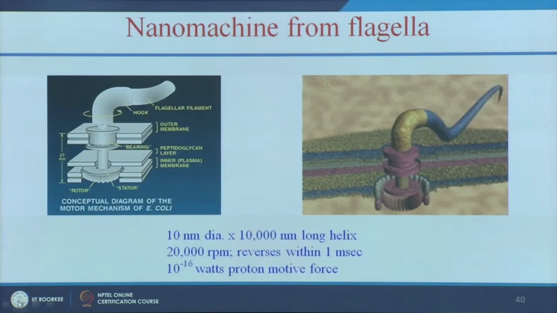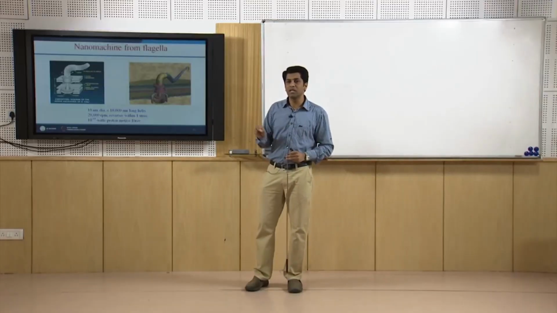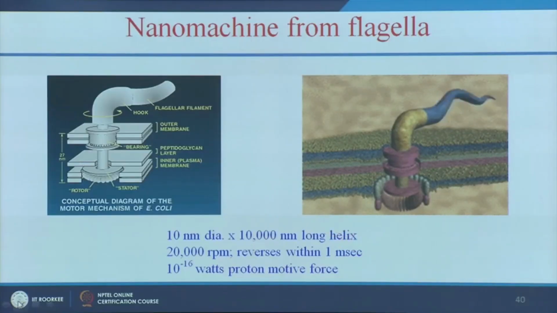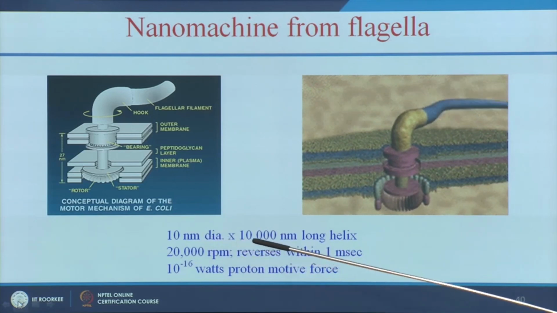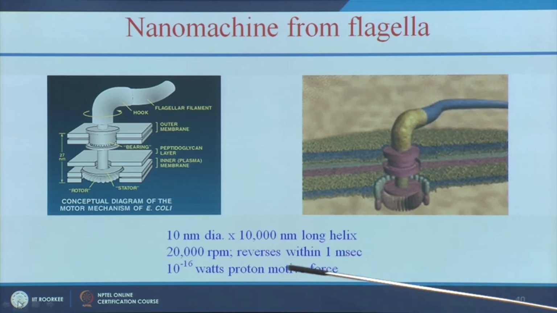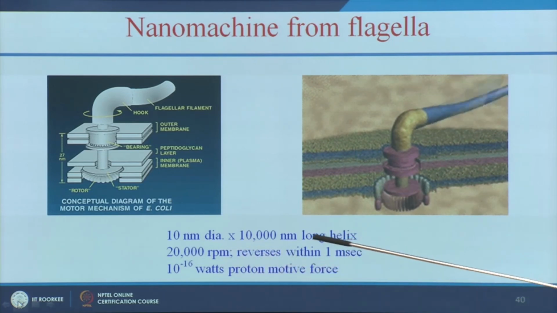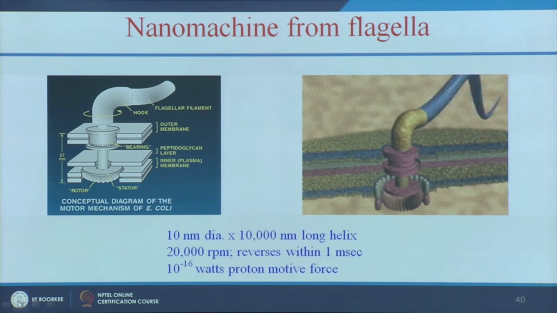So let us see another simple example, bacteria flagella. You might have seen that bacteria move from one location to another using the flagella. If you closely observe this flagellum, it looks like a nano machine or nano motor. You can see here the size of this flagellum is 10 nanometer in diameter and a 10,000 nanometer long helix, and it goes at 20,000 rpm. What is rpm? Revolutions per minute, or rotations per minute. And it reverses direction within 1 millisecond, which is not possible by any human-made machines.